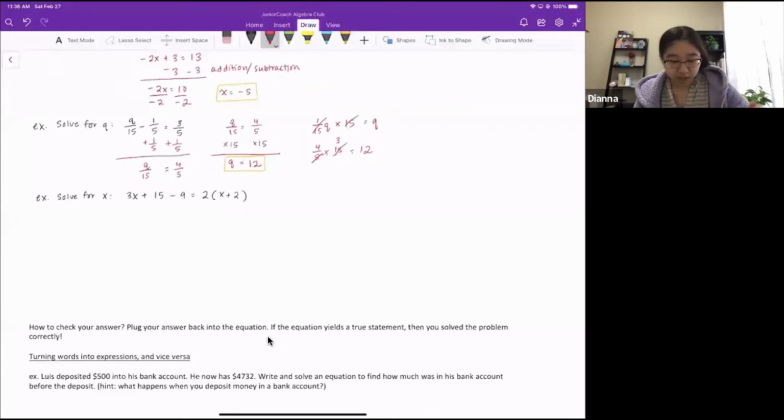Okay, so 3x plus 15 minus 9 equals 2 times x plus 2. The first thing I can do is simplify the numbers. This 15 minus 9, I notice it's kind of annoying to have those there. It just simplifies to 6, right? 15 minus 9 equals 6. So I could simplify it to this: 3x plus 6 equals 2 times x plus 2. Okay.